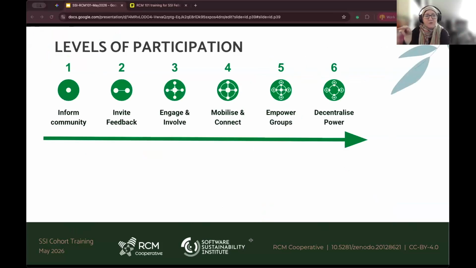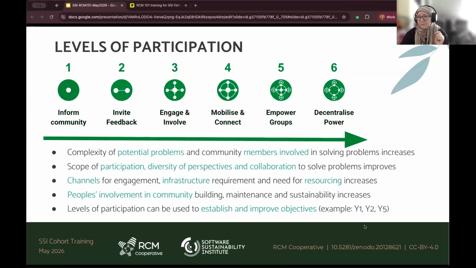So I'm going to start with the levels of participation. There are 6 different levels in our indicator. Starting on the left-hand side, informing the community is the least complex type of participation, and then it builds up in level of complexity as we go to the right, which is the very decentralized power on the right-hand side. Keep going to the next one, please, Cass.